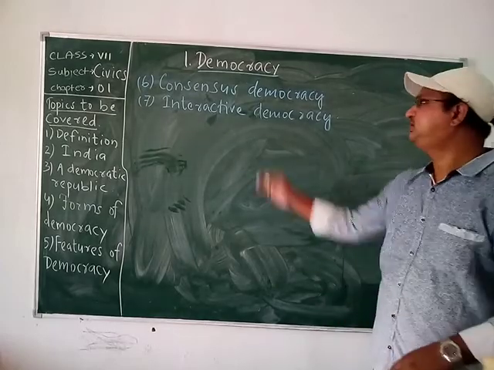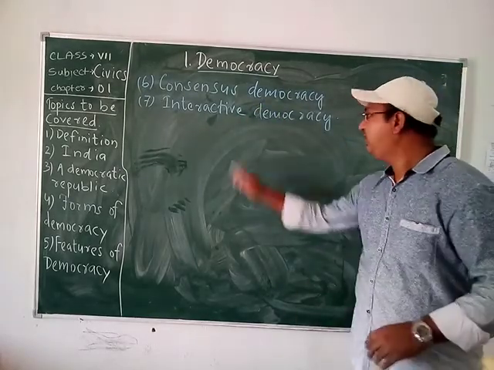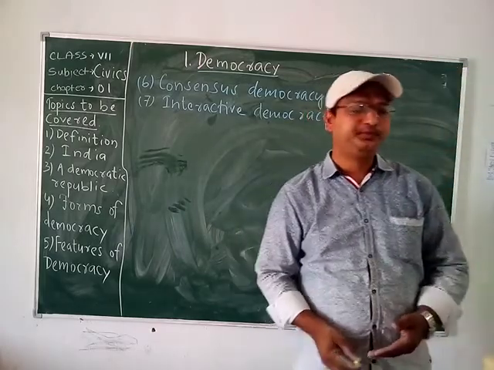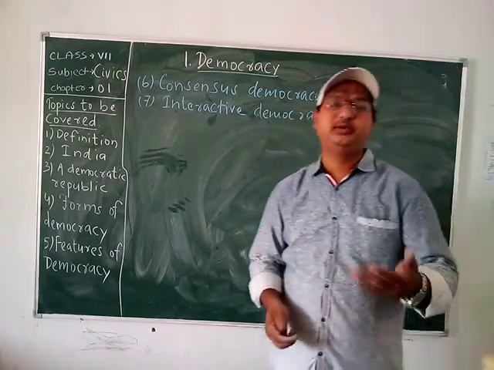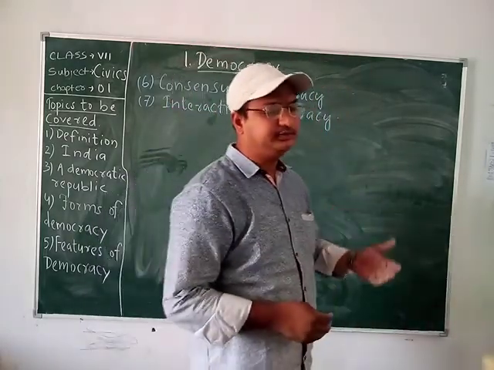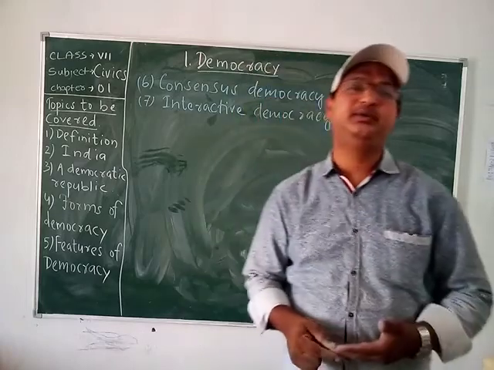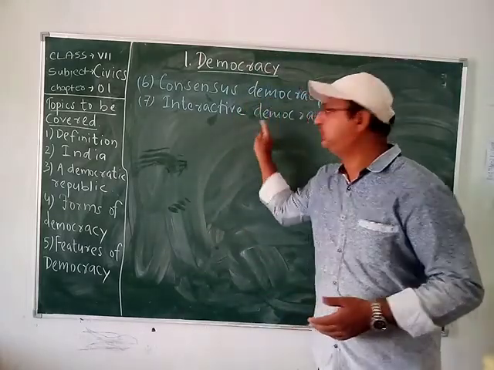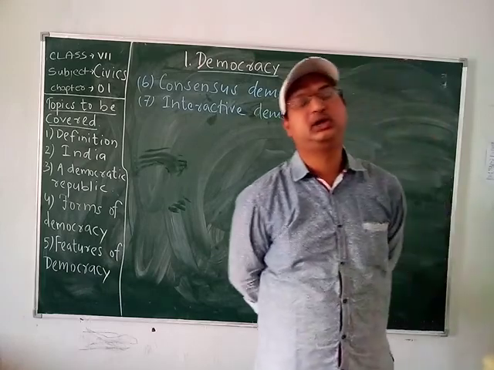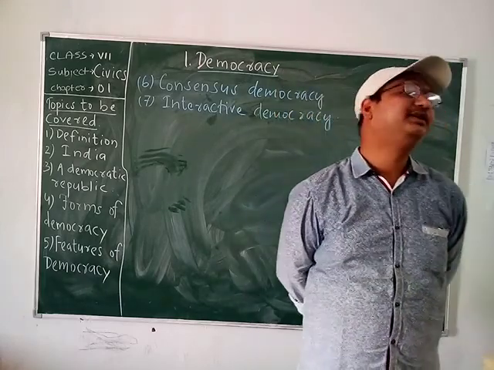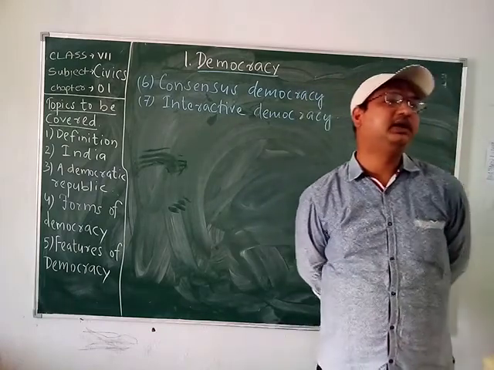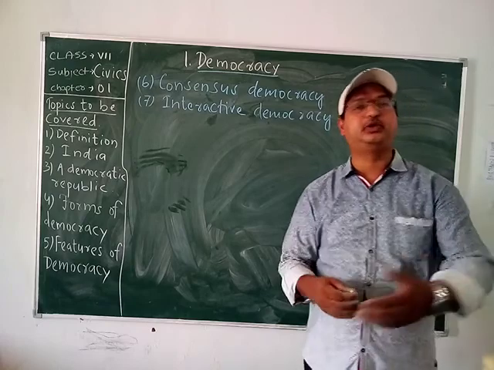Then the next two types are consensus democracy and interactive democracy. As I have told earlier, representative democracy, liberal, socialist, then direct democracy, the last two are consensus and interactive democracy. A consensus democracy requires varying degrees of consensus and not just a mere democratic majority. It typically attempts to protect minority rights from domination.